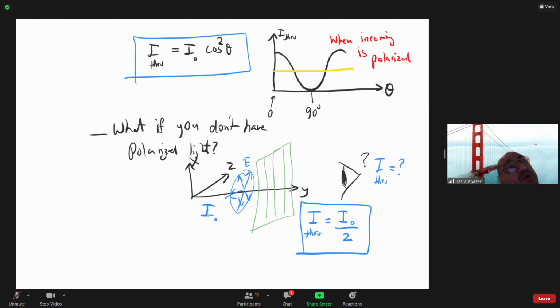So if you have ever seen a polarizer, it looks gray because whatever light goes through it gets cut by 1/2. That's why it looks gray. Half of the light that goes through it gets lost. You only get half of the light coming through. So that's the difference between having a polarizer in front of unpolarized light versus polarized light. Okay? All right.